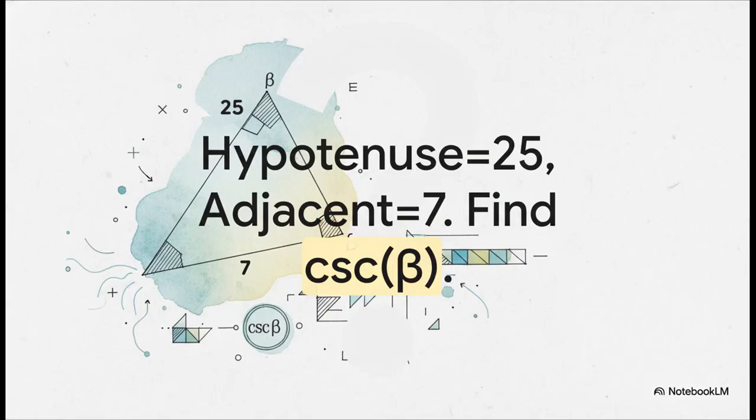This one's a little trickier. This time, they're telling us the hypotenuse is 25, and the side adjacent to our angle, which we'll call beta, is 7.